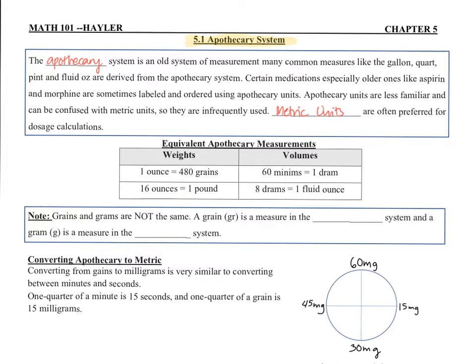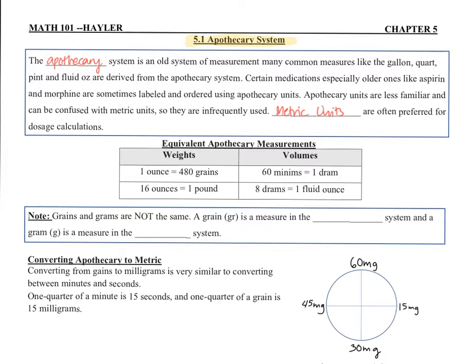Alright, so normally metric units are used, but because apothecary units still sort of pop up, it is good to know. So here are some equivalent apothecary measurements. So in terms of weights, we have 1 ounce is 48 grains, 16 ounces is 1 pound, 60 minims is 1 dram, and 8 drams is 1 fluid ounce. Alright, some interesting ones there.